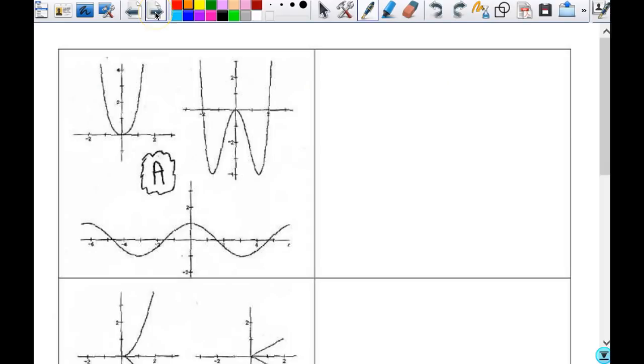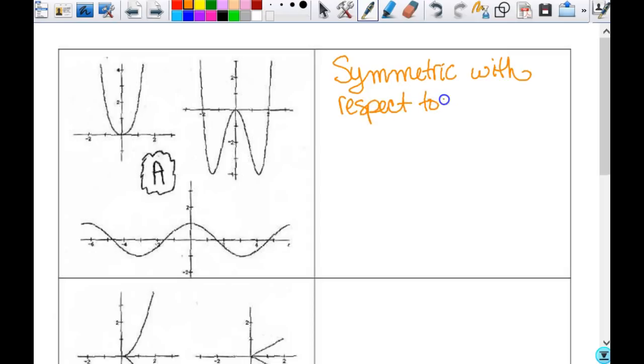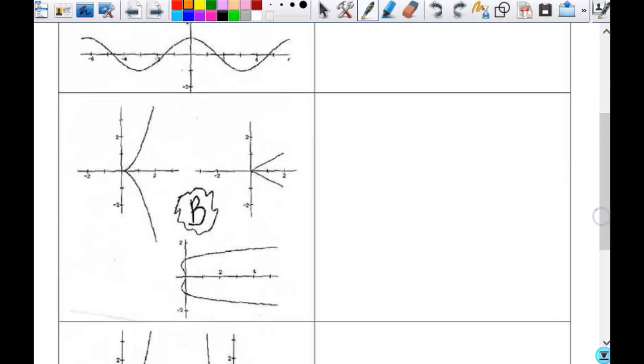All right. So on this last page, here's what I want you to do at the top of each of these empty boxes. We're going to write that it is symmetric with respect to, kind of just getting good wording here. And just rewrite that same thing at the top of each box. Symmetric with respect to.